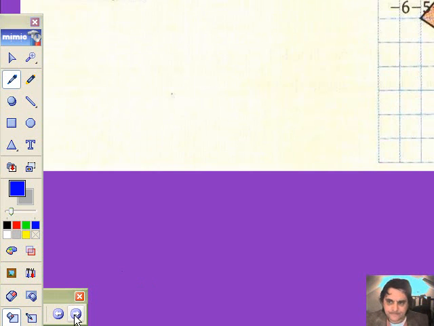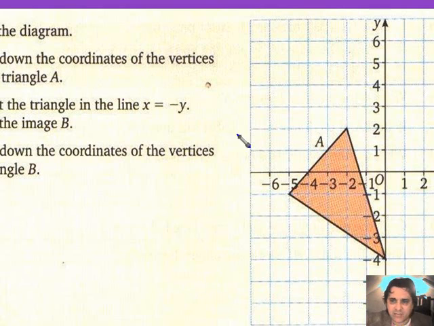Turning over, we've got this one here. Copy the diagram. Write down the coordinates of the vertices. Okay, let's just get a couple of marks. That one's going to be minus 2, 2. That's going to be 0, minus 4. That one's going to be minus 5, minus 1.